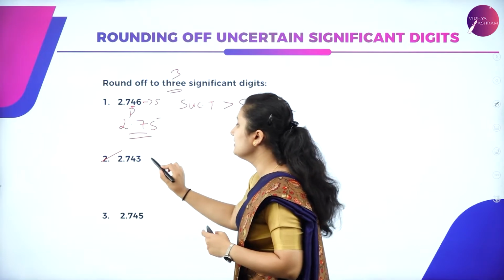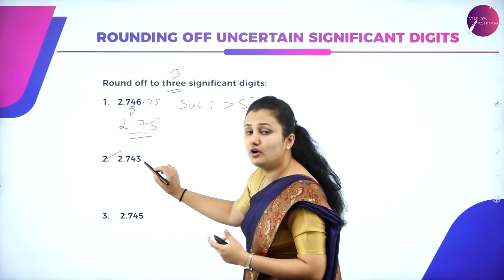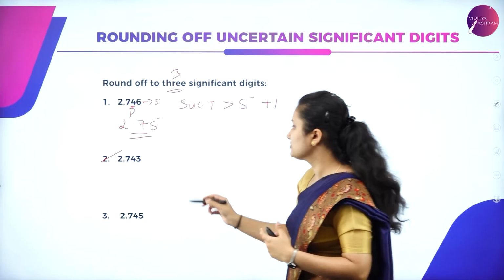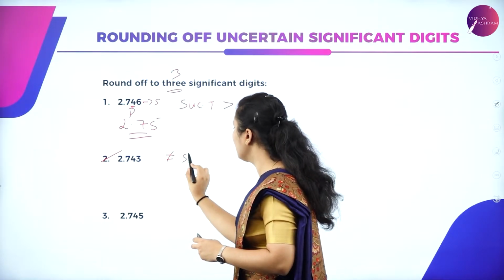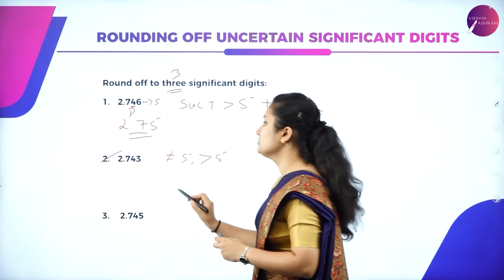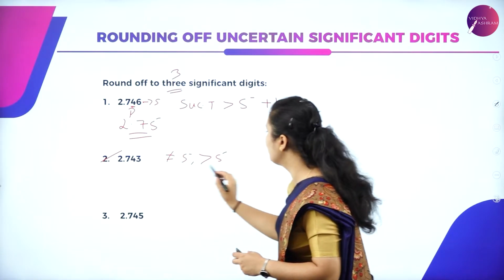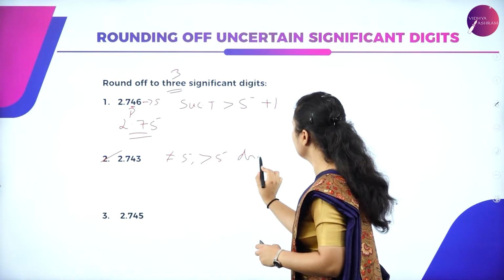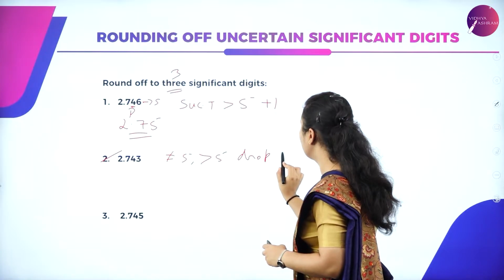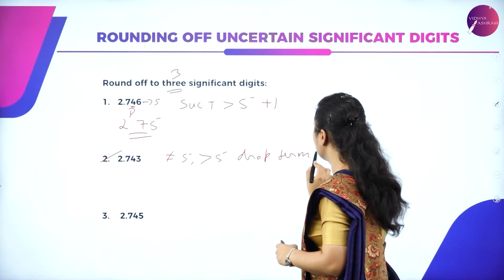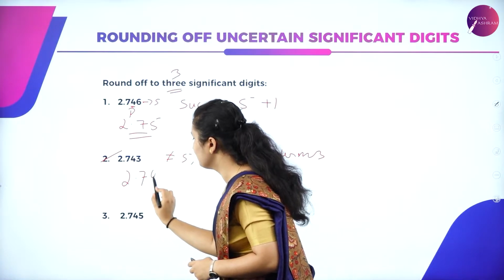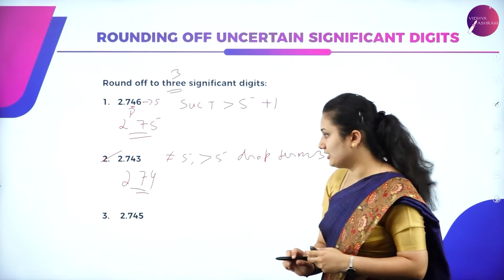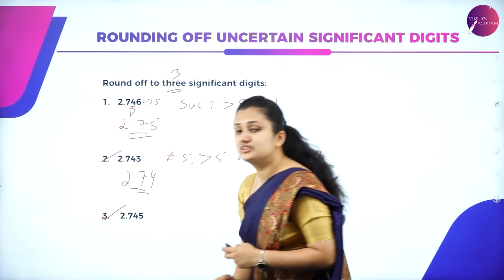What in the second case? 2.743. The 3 is not equal to 5 or greater than 5. So what happens? We will drop the term 3. So it will be 2.74. What in case of the third question?